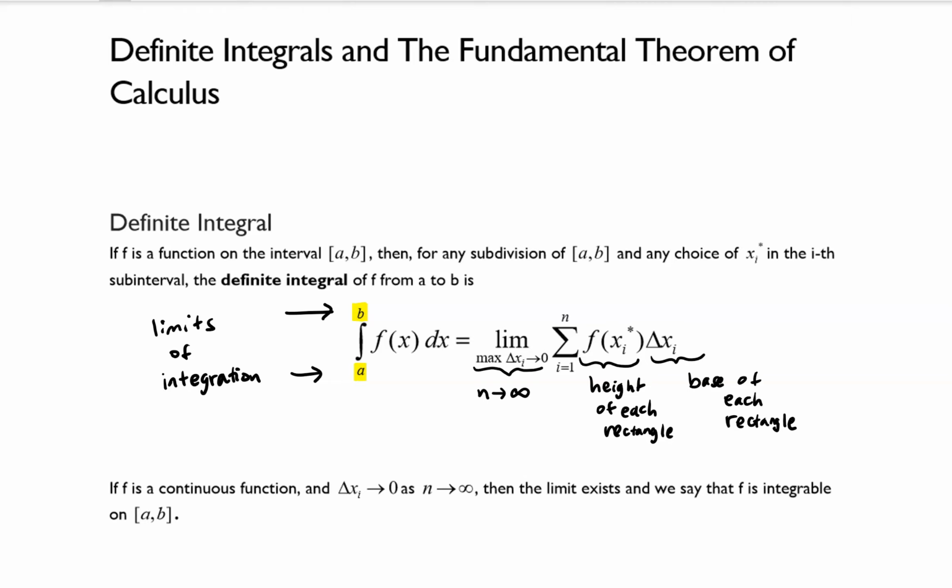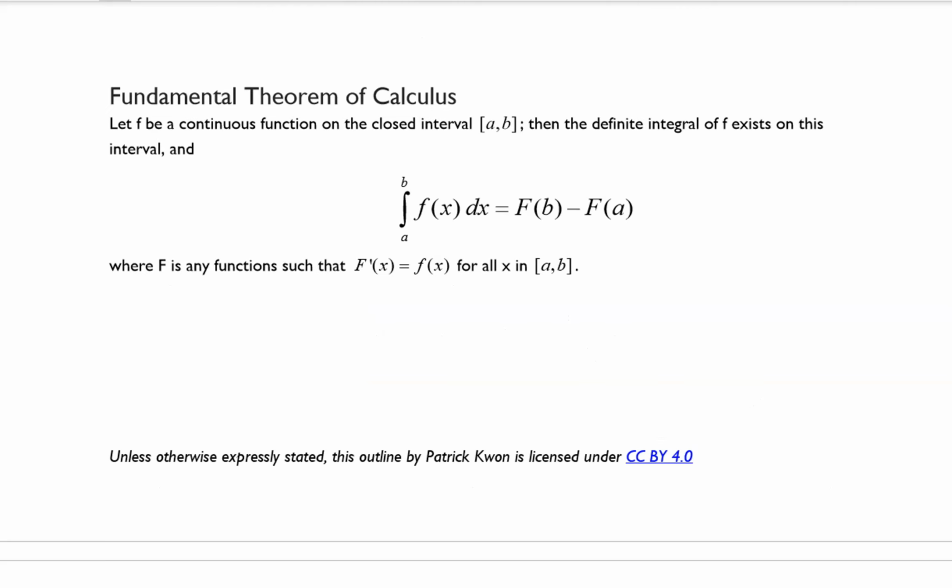If f is a continuous function and delta x sub i goes to 0 as n goes to infinity, then the limit exists, and we say that f is integrable on the closed interval a comma b. Now, this definition of the definite integral is quite complicated and is not super helpful for us when we're doing computations, but thankfully, we have something called the fundamental theorem of calculus. After much study, mathematicians found that there is a simpler way to calculate definite integrals.